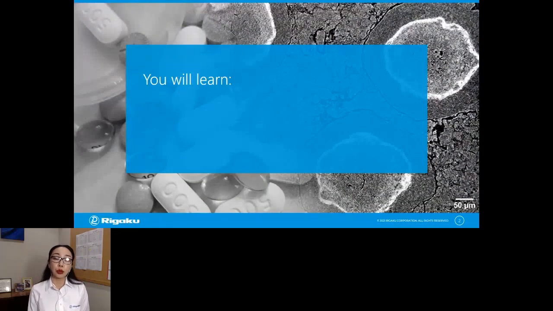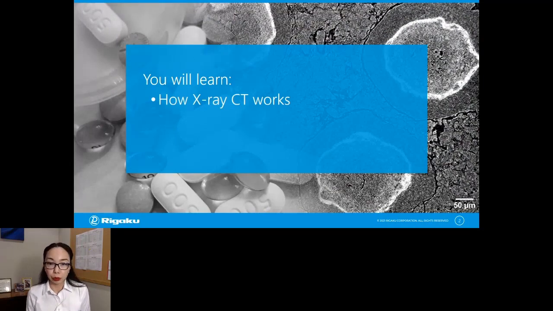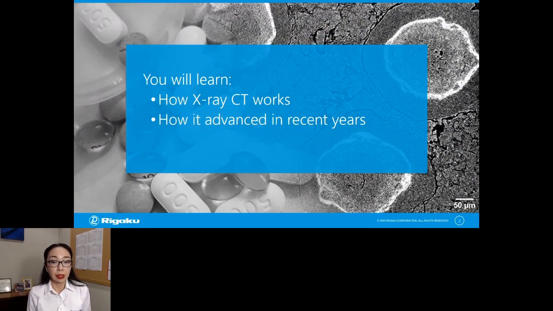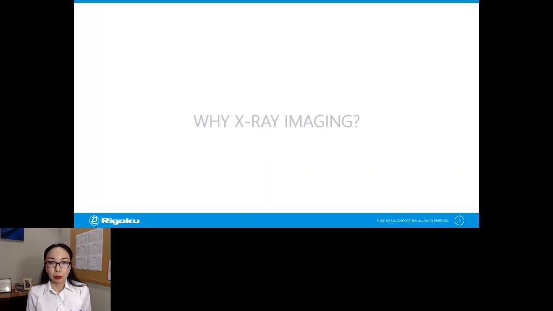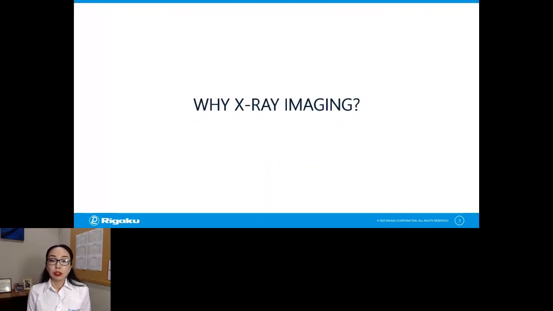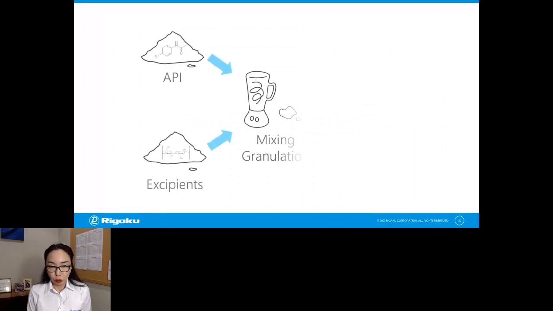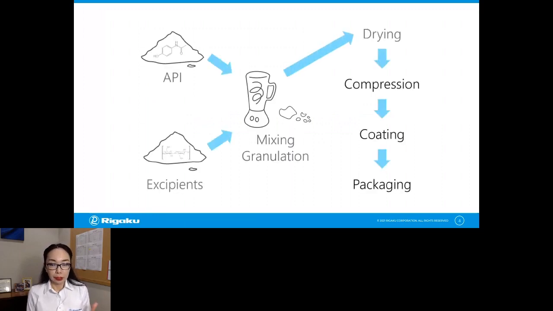Because in this session, you will learn how X-ray CT works and how this technique has advanced in recent years. And most importantly, you will see how it's applied to pharmaceuticals. So let's start with this question. Why X-ray imaging? When you think about the formulation process, there are many steps you go through. And towards the end of this process, when you go to compression, coating, or maybe even packaging, that's where X-ray CT or imaging can become handy.